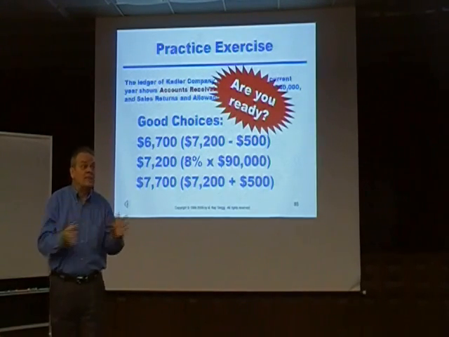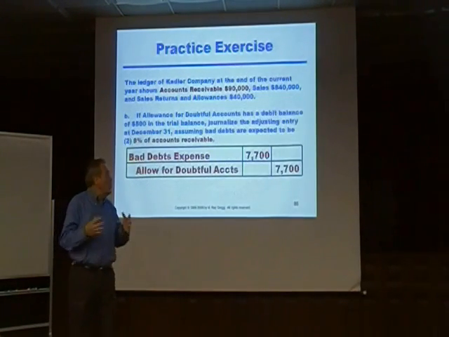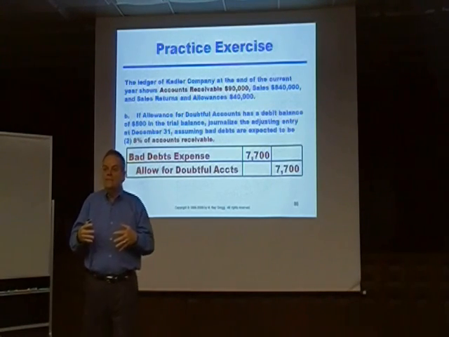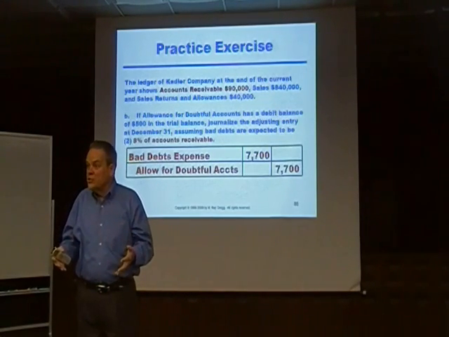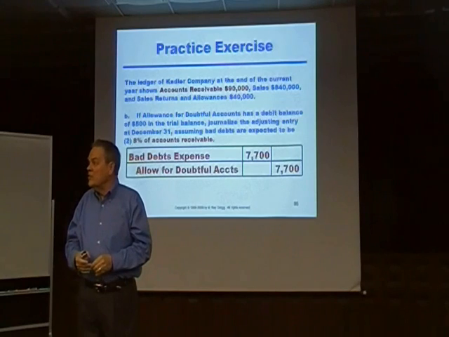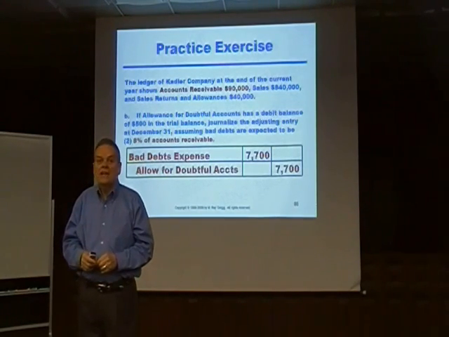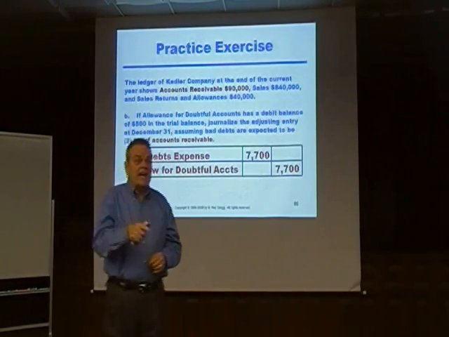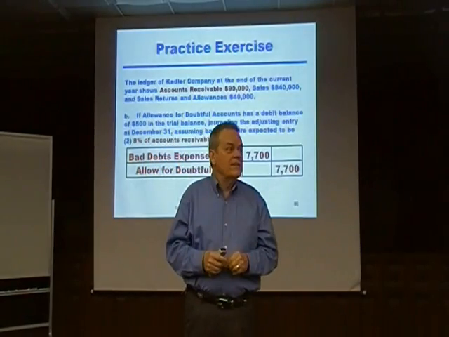Because you've got to compensate for that debit balance. You want the balance to be 7,200 when you're finished. It takes a $7,700 entry to accomplish that. That's exactly like your first homework assignment.